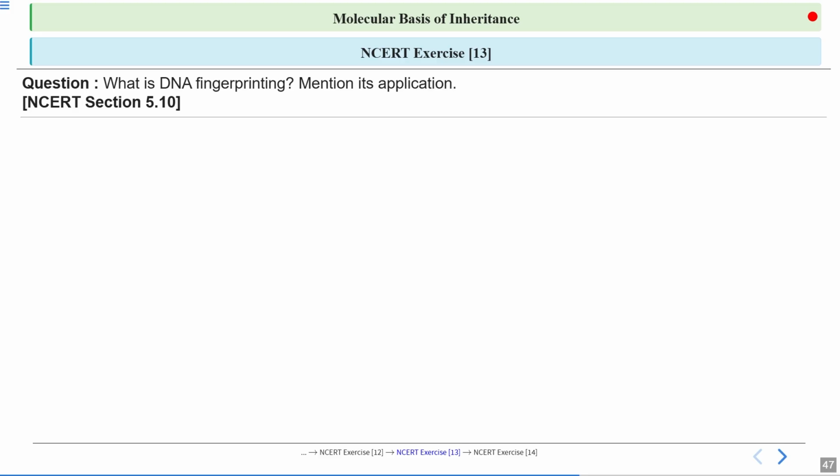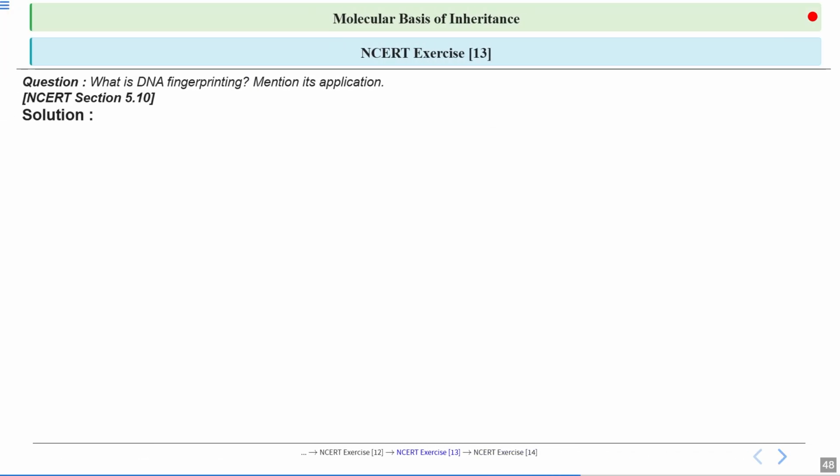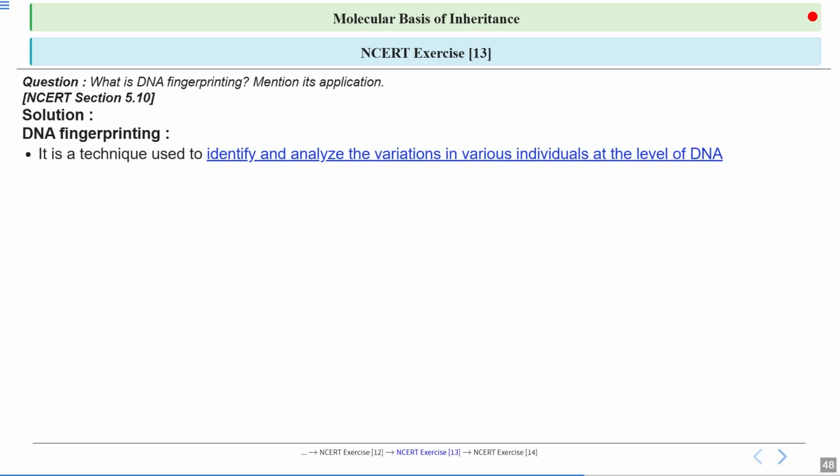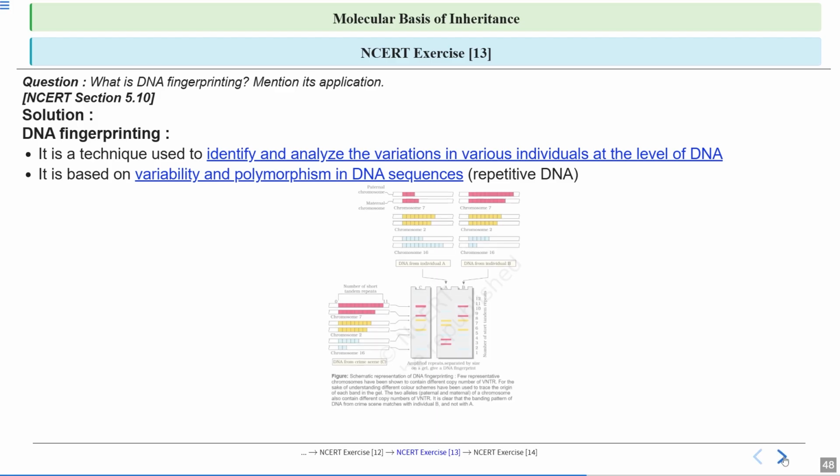Let's start. So what is DNA fingerprinting? It is a technique which is used to identify and analyze the variation in various individuals at the level of DNA. It is based on what? It is based on repetitive DNA, which shows variability and polymorphism in the DNA sequence. So this is the schematic representation of DNA fingerprinting that we studied in class, I think in the last class only.